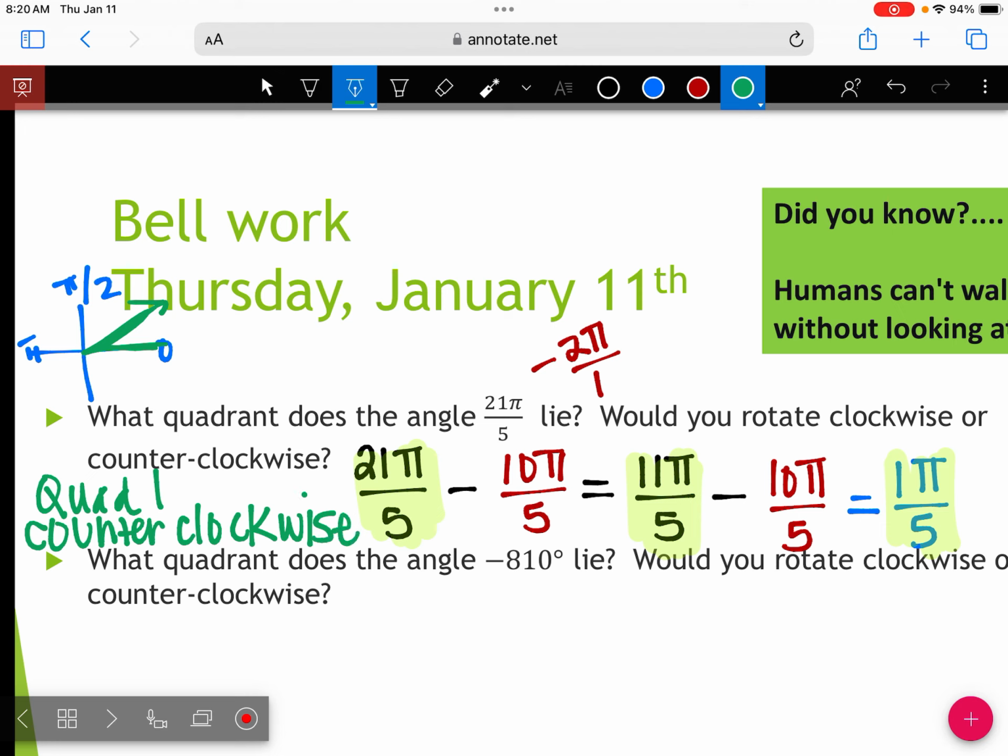So for example, if you had an angle that said 20 pi over 6, well, I know that 2 pi would be 12 pi over 6. So as long as that 20 is more than 12, I need to subtract.